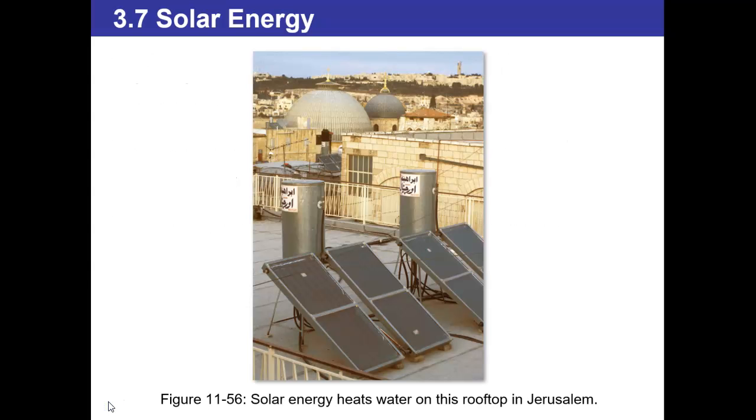Take a look at Figure 11-56 located on page 413 of your textbook. You'll see solar panels installed on an apartment rooftop in the Old City of Jerusalem, and these are used to heat water, which is stored in the adjacent tanks.